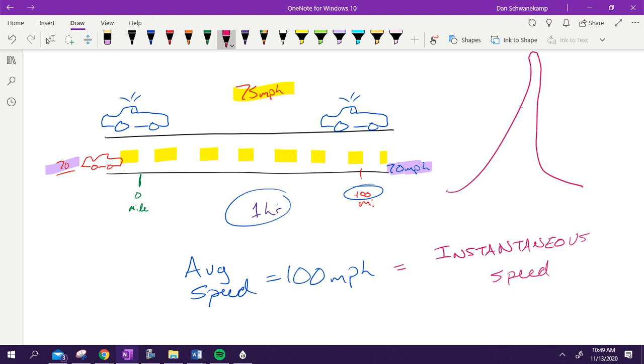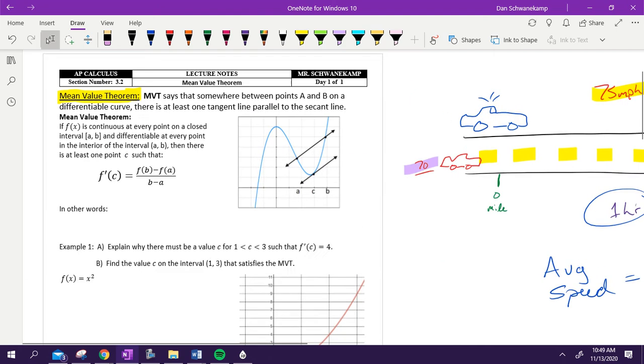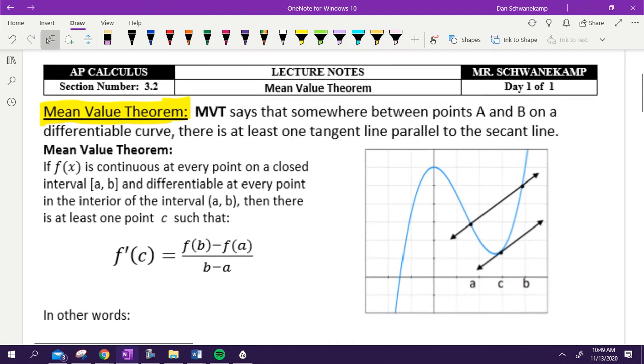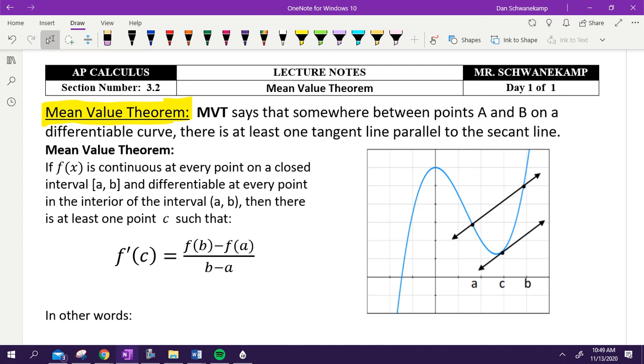But at least once, and in this case, 2 times, because there's no way to go from 70 to 70 without hitting 100 in there. Twice, you had to at least be going that. Kind of makes sense, the description. Your average has to be equal to your instantaneous at least once. All right, let's talk about it a little bit more mathematically then. Mean value theorem says that somewhere between points A and B on the differentiable curve, there's at least one tangent line parallel to the secant line. That's a lot of math talk.